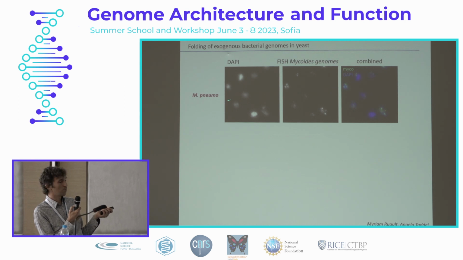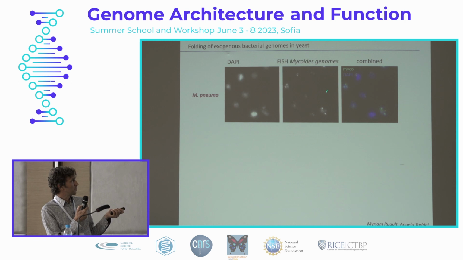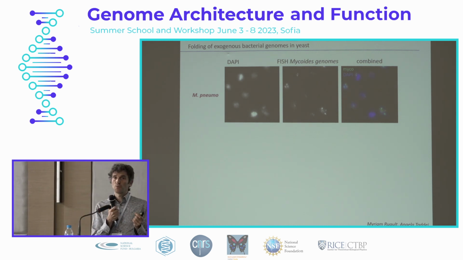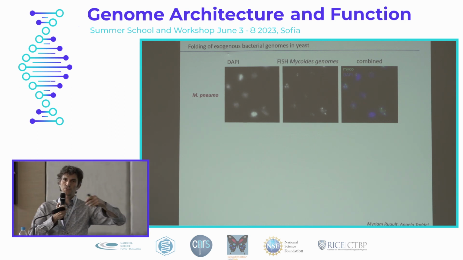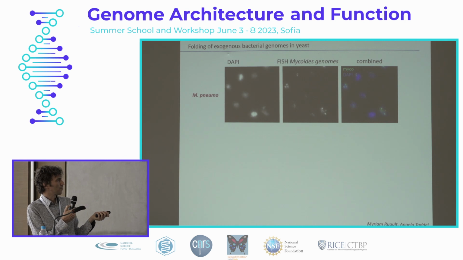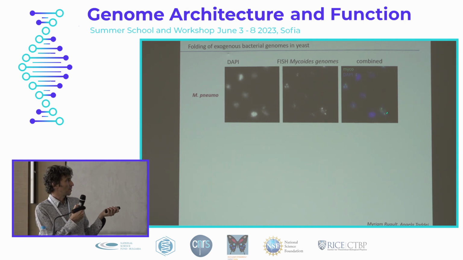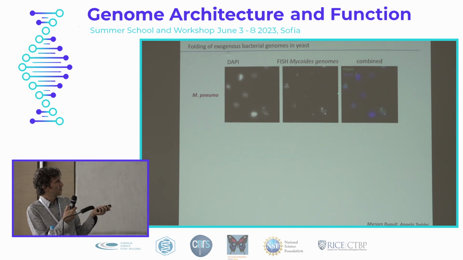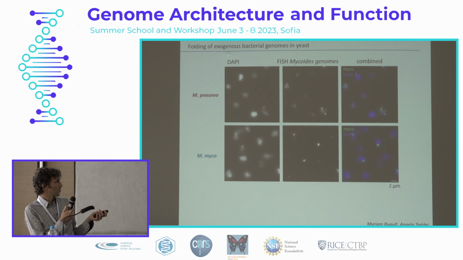So these are the results for Mycoplasma pneumoniae. These are the DAPI, the pneumoniae genome, and now the combination shows you that the Mycoplasma pneumoniae chromosome is quite dispersed in the nuclear space. I don't know if it's the first time, but what we can see here is one chromosome among 17 chromosomes, and it seems to make little blobs in the nuclear space. We don't really know what they correspond to, but it was quite nice to see that.